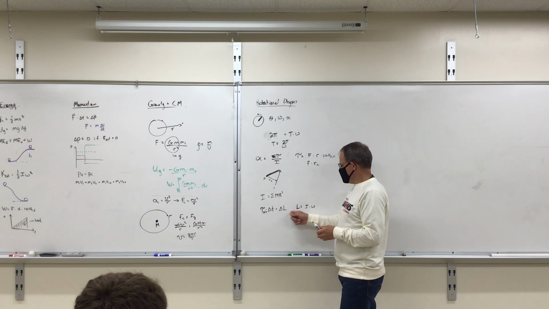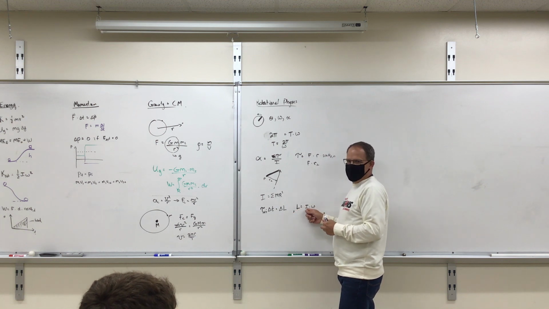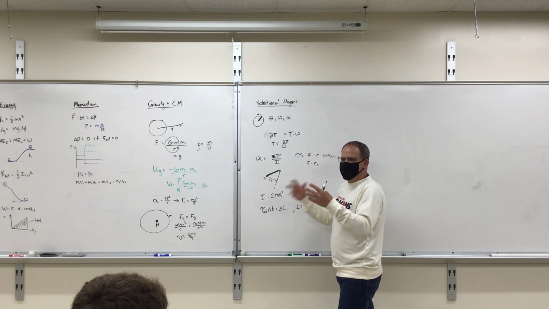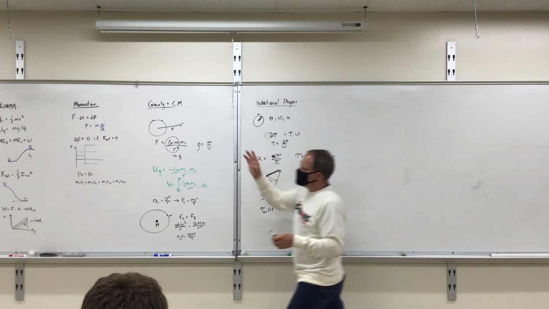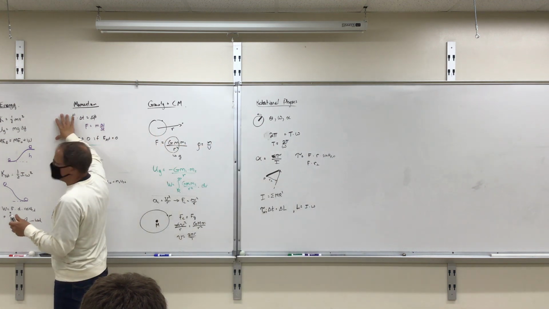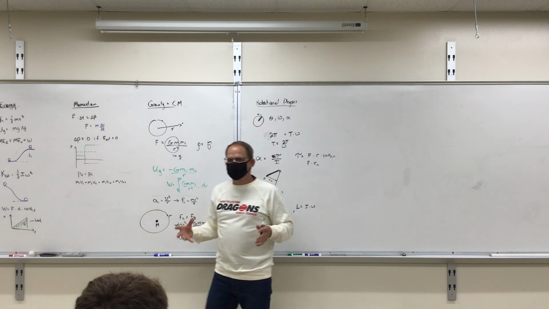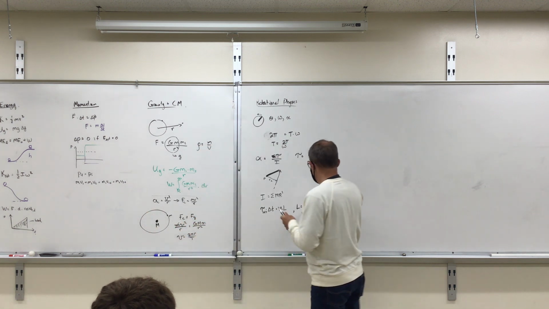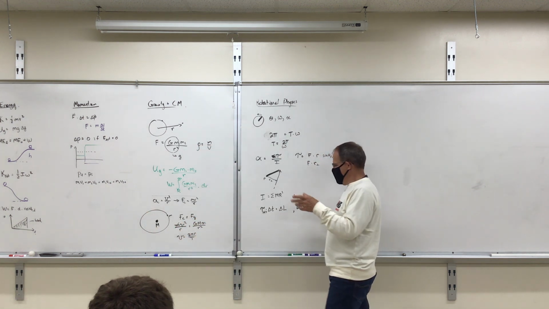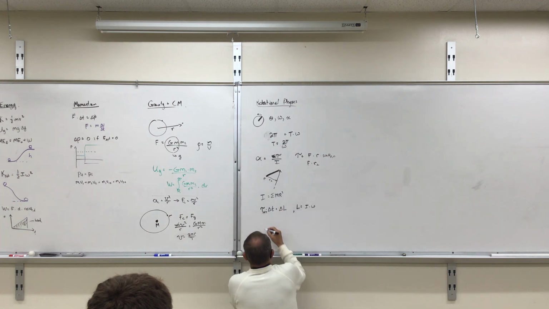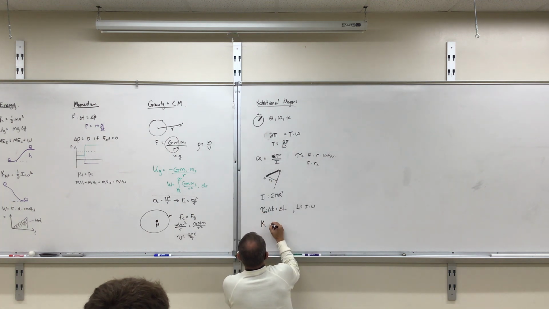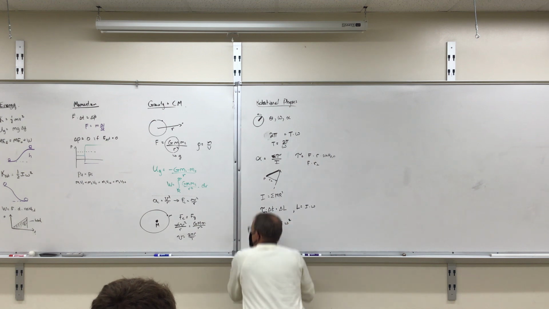So you're looking at systems where there's no external torques. Just like here, when there's no external forces, momentum is conserved. When there's no external torques, angular momentum is conserved. And then the other thing we threw in here was angular energy. The kinetic energy of something rotating is equal to 1/2 I omega squared.